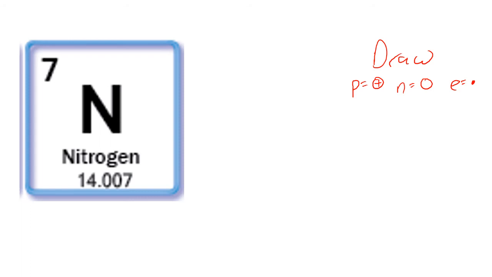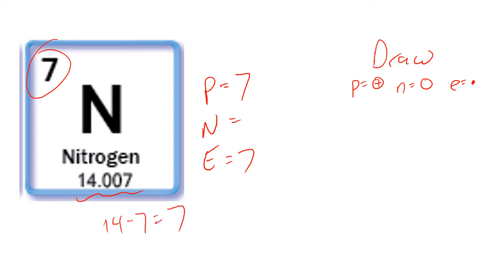So, now we're going to see protons, neutrons, and electrons. Protons are easy, there are 7. That will match the electrons. Neutrons, this is 14, so 14 minus 7 is equal to 7. There's 7 right there. So we are going to have 1, 2, 3, 4, 5, 6, 7. These are all your protons.